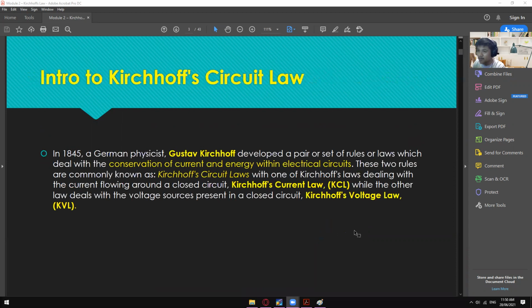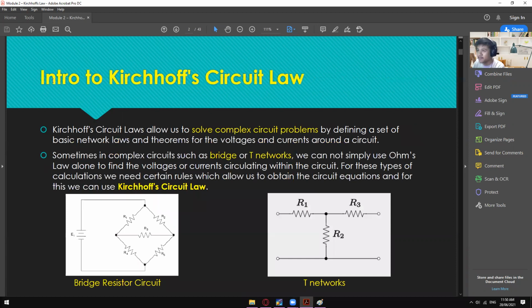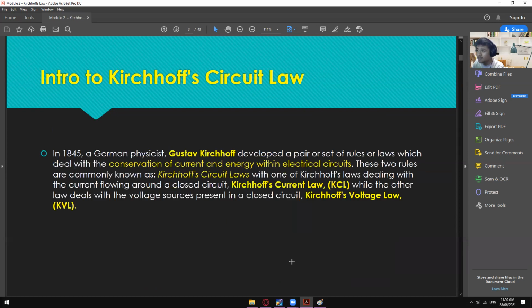Real quick, okay? So in here, here's slide one, and then the definition of Kirchhoff's law. The main reason why we have this law is for us to be able to solve more complex circuit problems, like for example, the bridge resistor circuit and then the T networks.